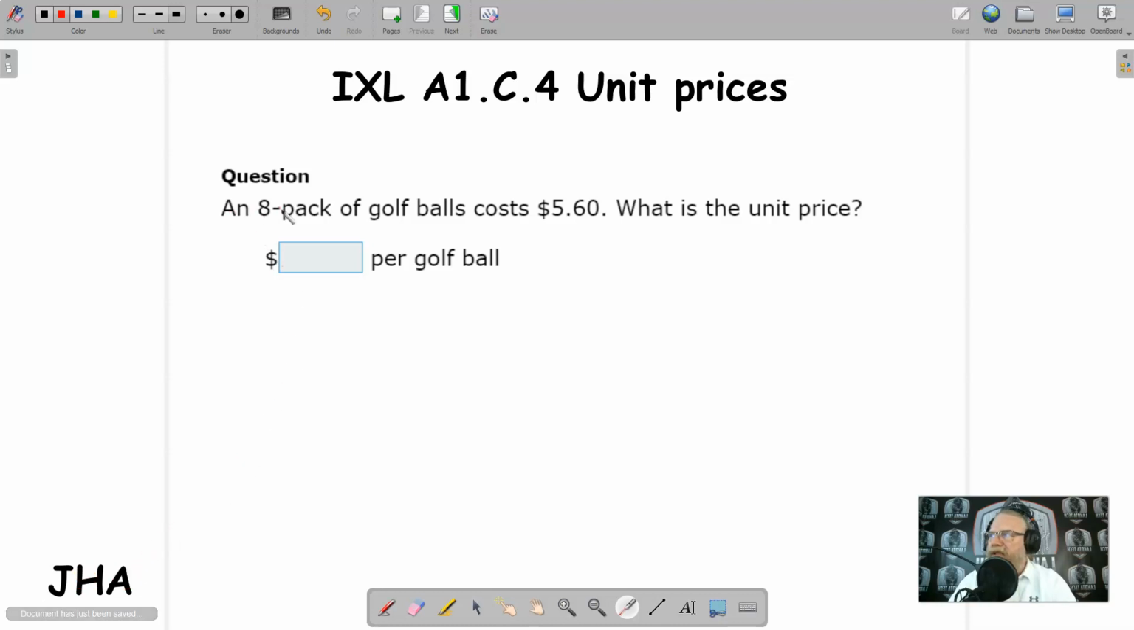So our first question says an 8-pack of golf balls costs $5.60. What is the unit price? Or that is to say, how much is it for just one golf ball?